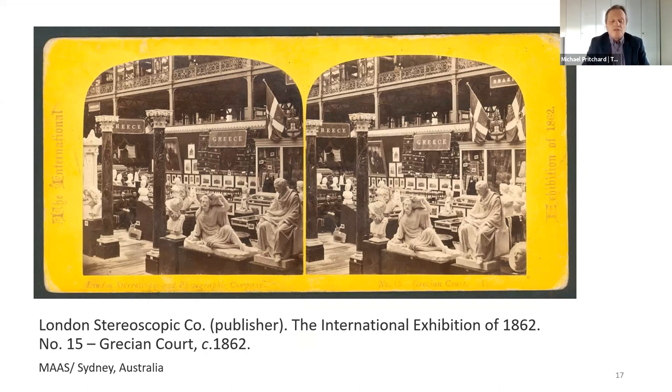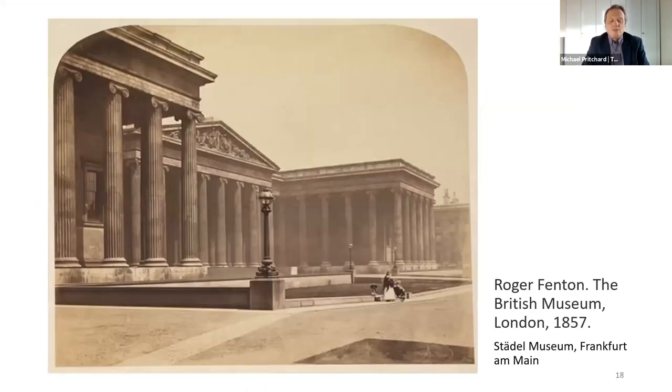Roger Fenton, one of the founders of the Photographic Society, was employed from 1852 by Charles Wheatstone to photograph antiquities and sculpture held at the British Museum. And in the autumn of 1853, he was employed directly by the museum trustees to photograph its collections. A studio was built on the museum's roof, with Fenton paying for his assistance.